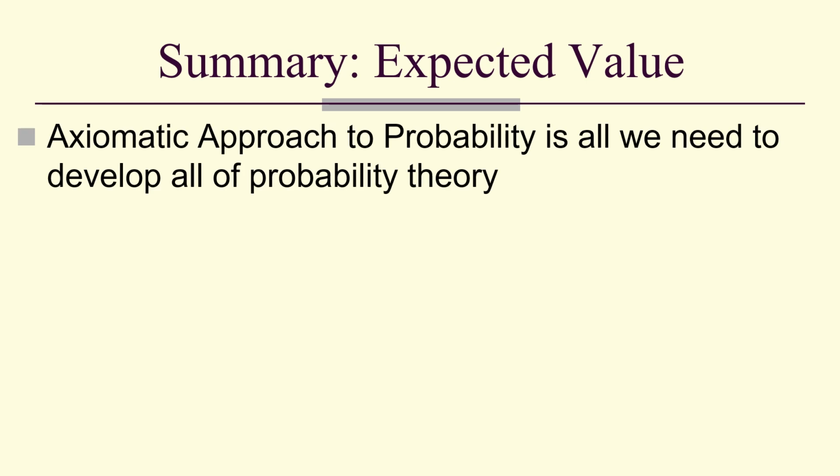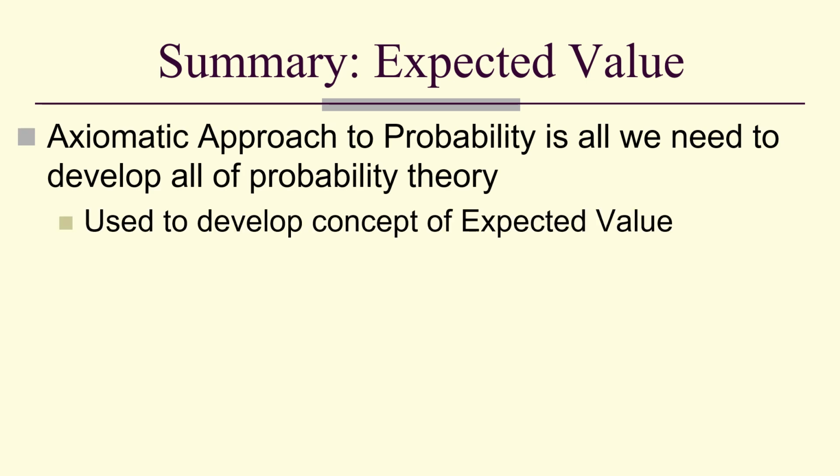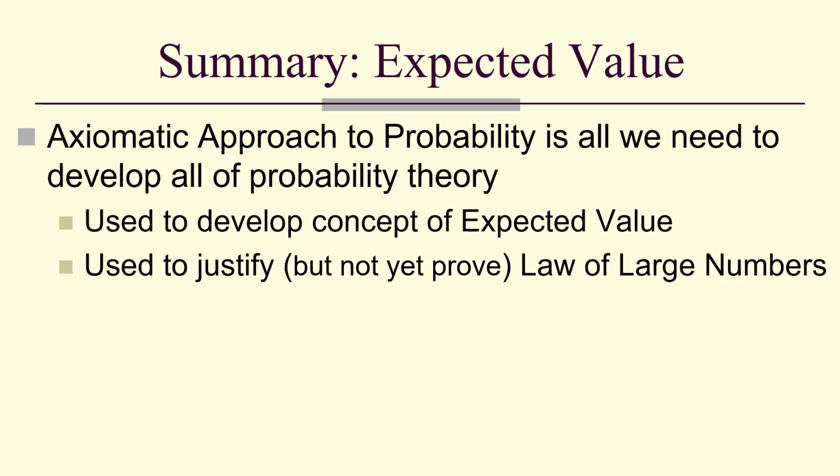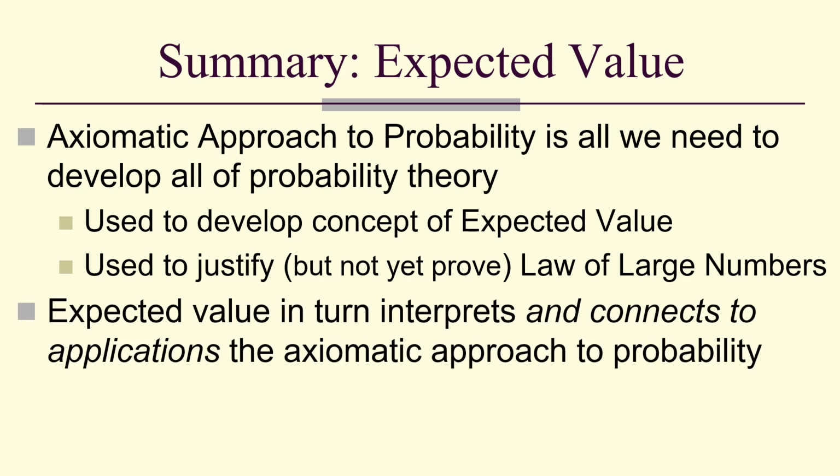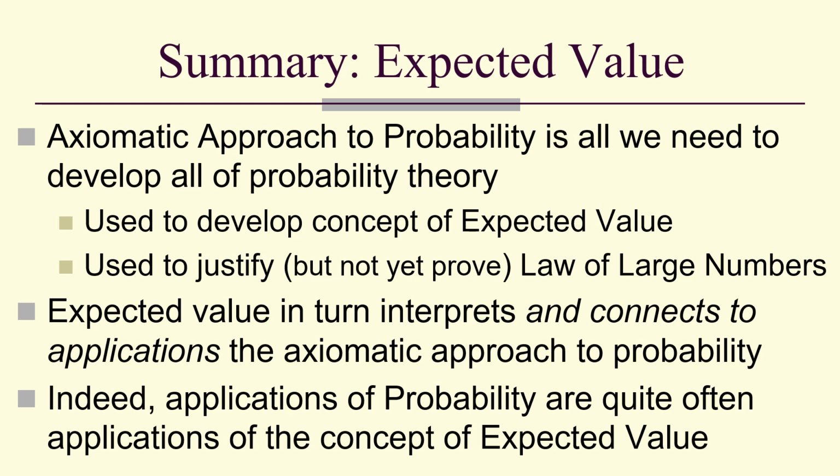So in summary, the axiomatic approach to probability is all we need to develop all of probability theory. Use it to develop the concept of expected value, and justify, but haven't proven, the strong law of large numbers. We did prove the weak law. And this in turn allows us to interpret and connect to applications the concept of expected value. Indeed, the applications of probability are quite often applications not of probability, but of expected value.